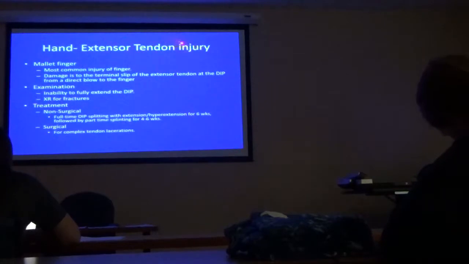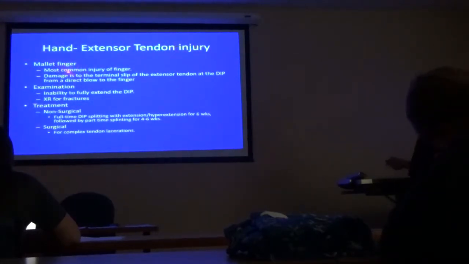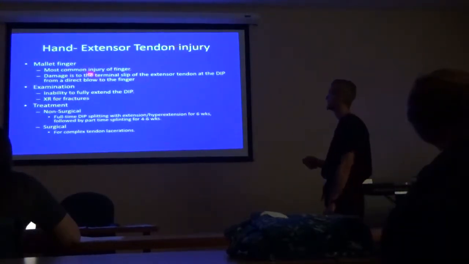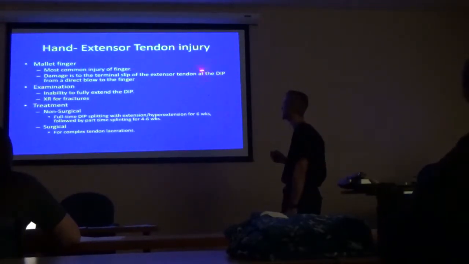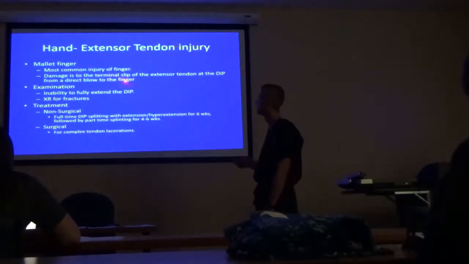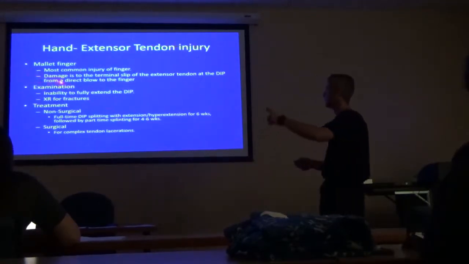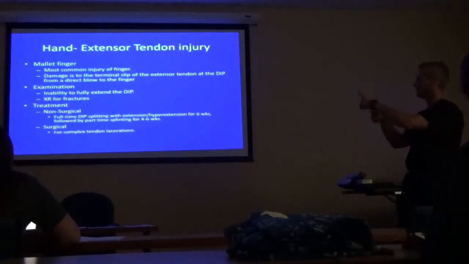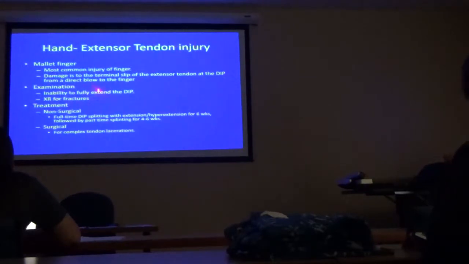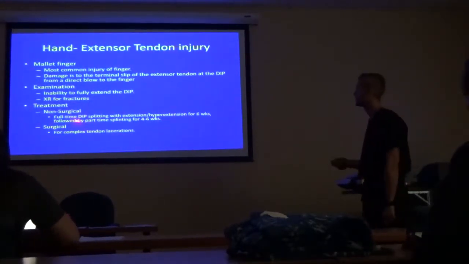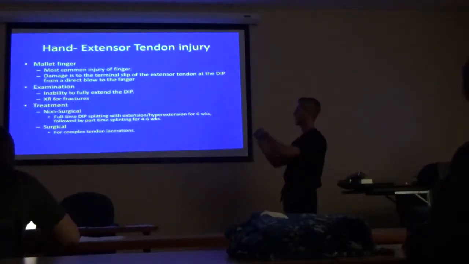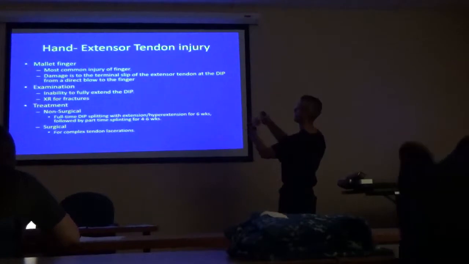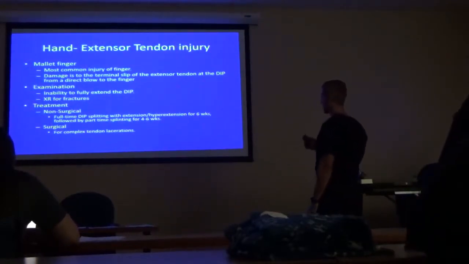Okay, extensor tendon injuries. Mallet finger, the most common injury of the finger, damages the terminal slip of the extensor tendon at the DIP. There is inability to fully extend the DIP. Get an X-ray to make sure there are no associated fractures. Non-surgical treatment is full-time DIP splinting in extension and hyperextension for 6 weeks, followed by part-time splinting.